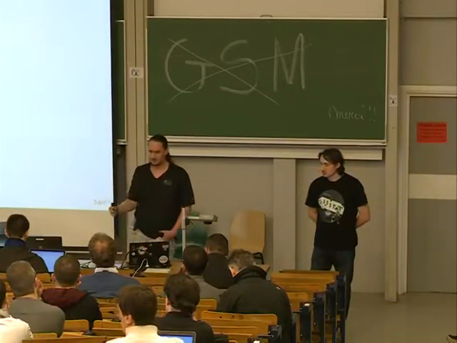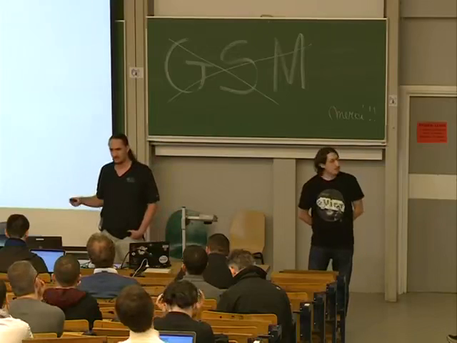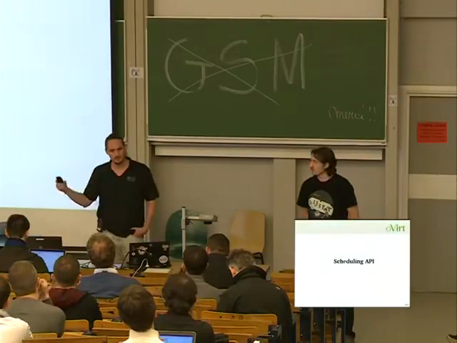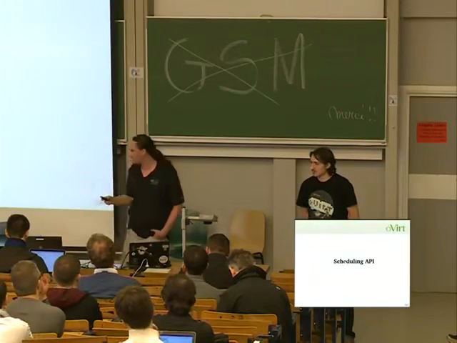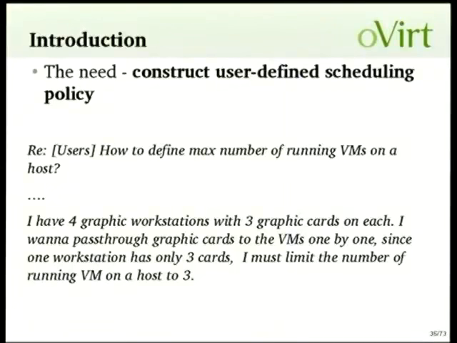And that's affecting the VM lifecycle. Scheduling API, this is how we can change how the engine actually starts the VMs, on which host it selects to start the VM. So basically, the need was because users wanted to do some specific scheduling, and there was no specific scheduling done. You couldn't choose which host would start the VM. There were just a few basic algorithms that didn't take into consideration user requests.